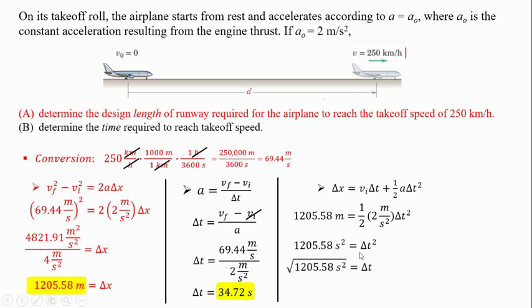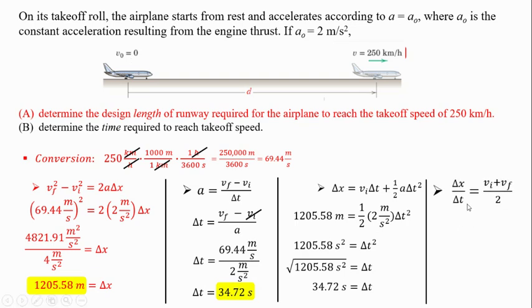Therefore, to solve for t, we need to take the square root of both sides. This term on the right is t squared. To get rid of the square, we need to take the radical of both sides. So therefore, taking the radical of both sides will give us t, which is equal to 34.72 seconds. As you can see, the answer is the same. And if you're not sick of it yet, here's another way.